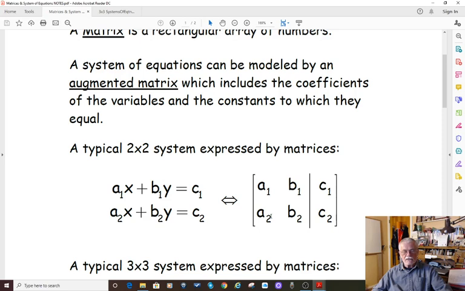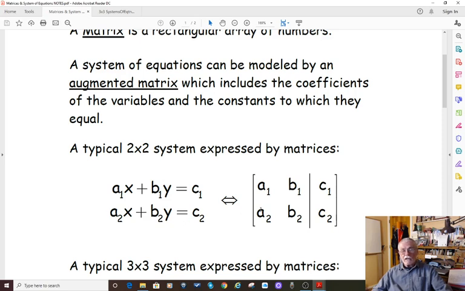Notice that in the matrix system, it's really the same thing. All we're doing is we're not writing down the x's. I'd have an x here and an x here. I'm not writing down the y's, y here and a y there. And notice I have a vertical line segment here where I had the equal signs here.